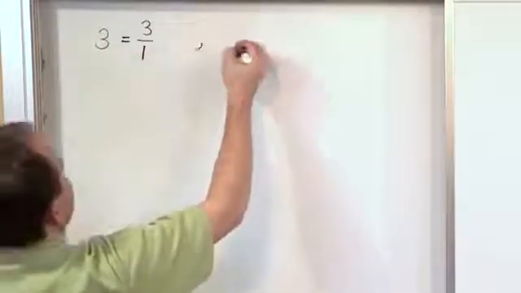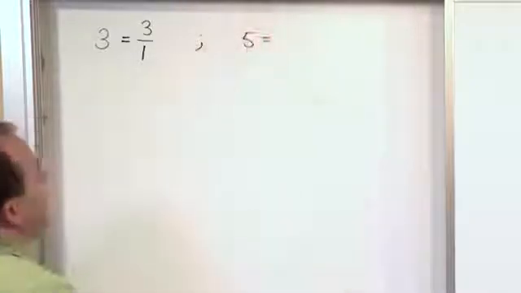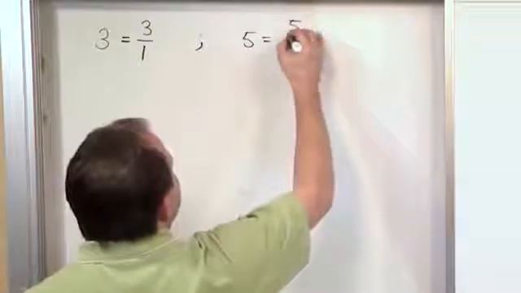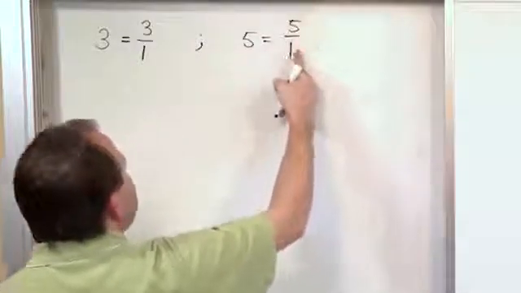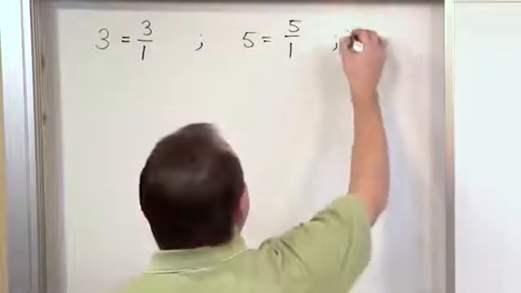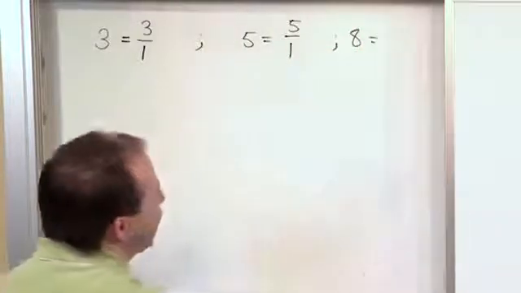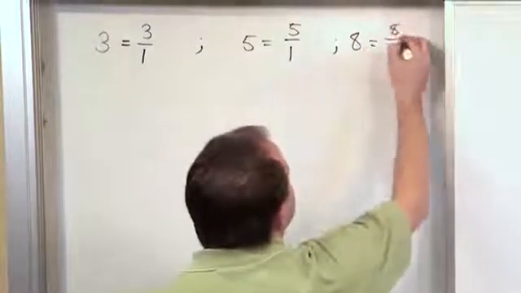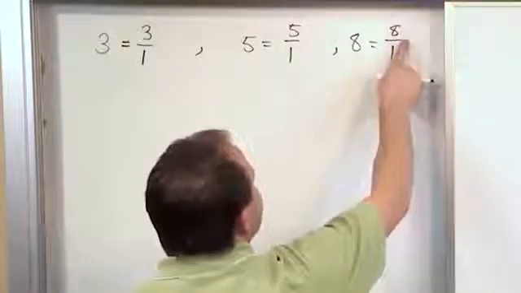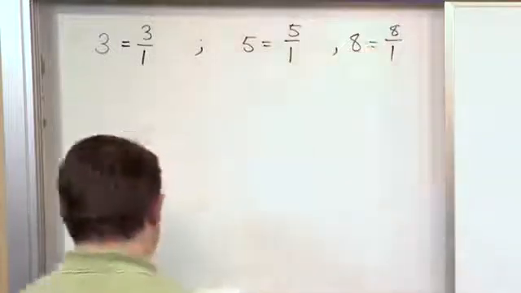What about the number 5? How do you write the number 5 as a fraction, if for whatever reason you needed to? You could write that as 5/1, because 5 divided by 1 gives me 5. What if I had to write the number 8 as a fraction? I think you see the pattern here. You just take the number and stick it over 1, because this is basically a division symbol right here. So any whole number that you have, you just stick it over 1.